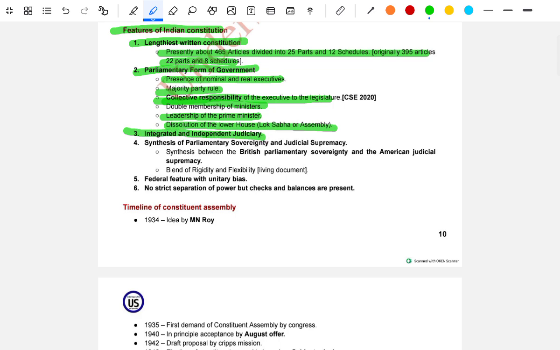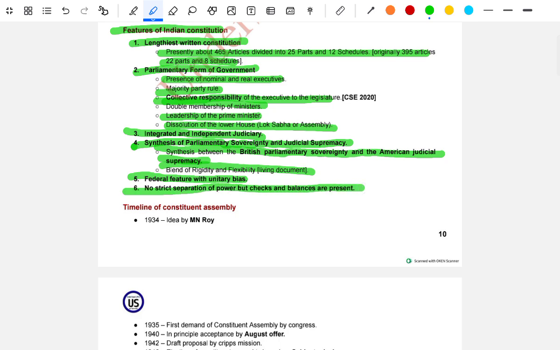The fourth, synthesis of parliamentary sovereignty and judicial supremacy. Synthesis between the British parliamentary sovereignty and the American judicial supremacy. The blend of rigidity and flexibility. Living document. Fifth, the federal features of the Union, with unitary biases. Sixth, no strict separation of powers, but checks and balances are present.